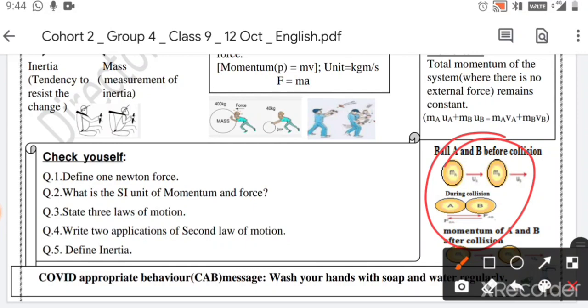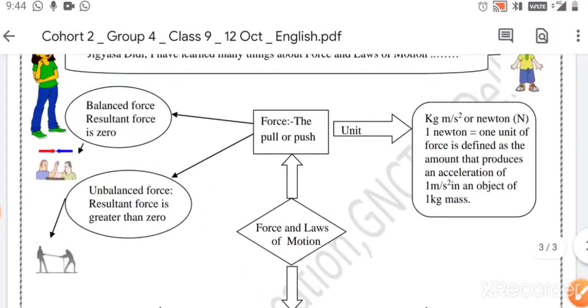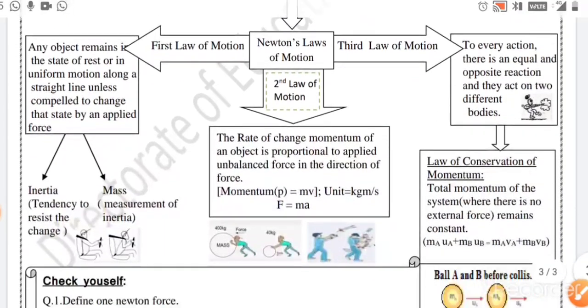Now come to the questions. There are 5 questions. First is define 1 Newton force. So we can define 1 Newton force from this box. 1 Newton, 1 unit of force is defined as the amount that produces an acceleration of 1 meter per second square in an object of 1 kilogram mass.